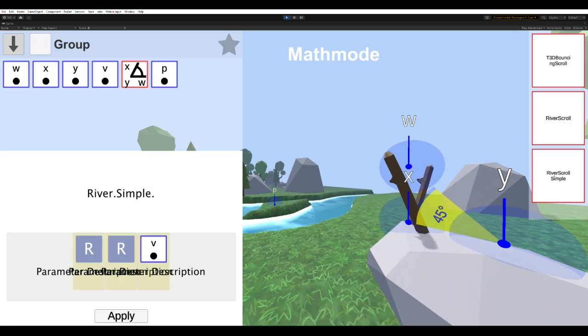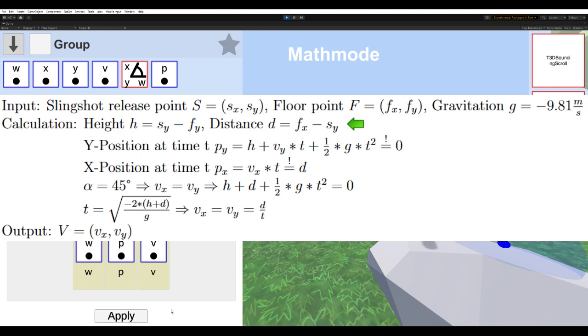The input of the scroll consists of the release point of the slingshot, the point in between the river that is to be hit, and the gravitational force. With that information, MMT first calculates the height and distance between the slingshot and the point in between the river.